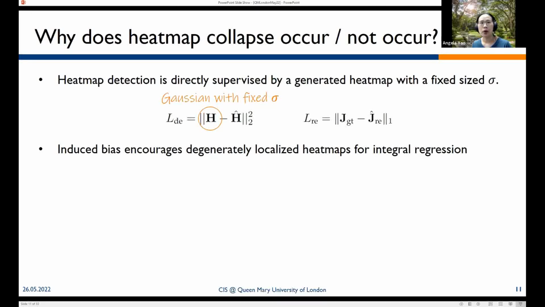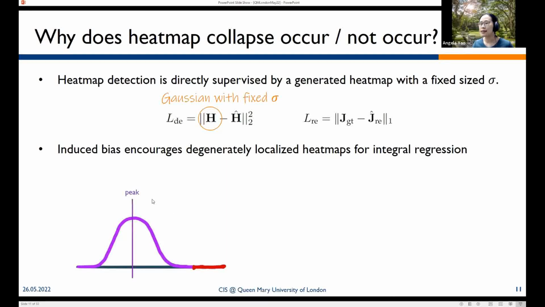And then a second point that we discovered for why it tends to shrink, especially for regression, is the presence of an induced bias. This induced bias actually encourages very localized heat maps, or the density to be very small, for integral regression. And this induced bias comes as a result of combining this expectation operation with the softmax normalization.